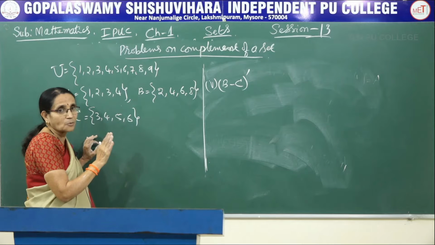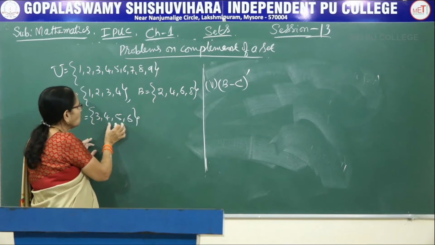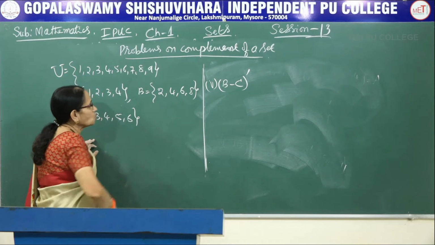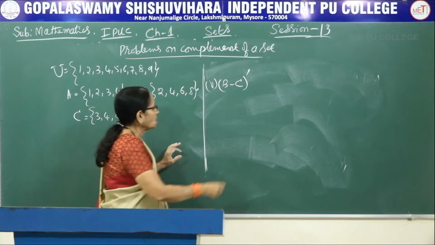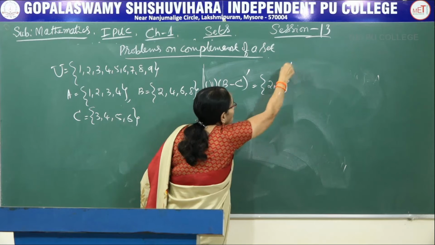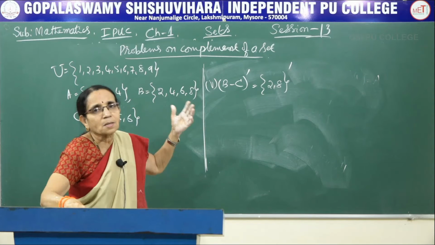Now B is having the elements 2, 4, 6, 8 and C is having the elements 3, 4, 5, 6. Now when you take the difference, the common elements have to be omitted, 4 and 6. If you take out that one, what are the remaining elements? It is only 2 and 8. So we are having 2, 8, the dash of this one.